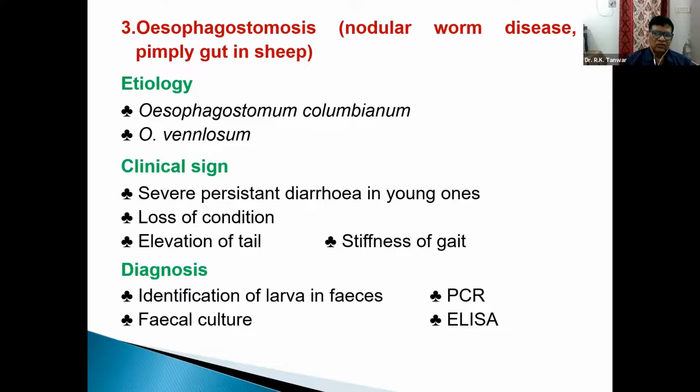Then I have seen some cases of oesophagostomosis, that is a nodular worm disease, pimply gut. And I told you that we have a big problem of nematodes, trematodes, and cestodes. So Oesophagostomum columbianum is also known as pimply gut disease: severe persistent diarrhea in young ones, loss of condition, elevation of the tail, stiffness of the tail. Diagnosis of larvae: you will find in this case larvae are present in large number in the feces. Fecal culture is only possible in the laboratory.